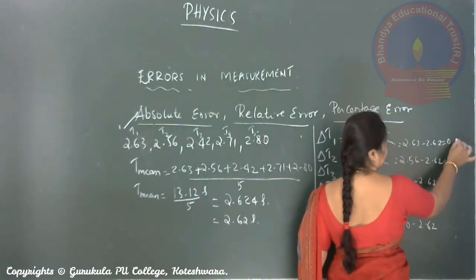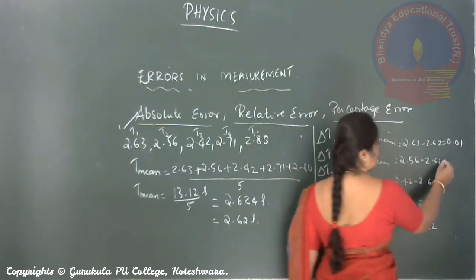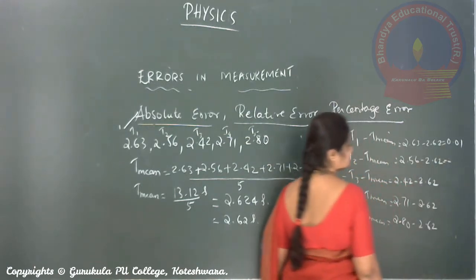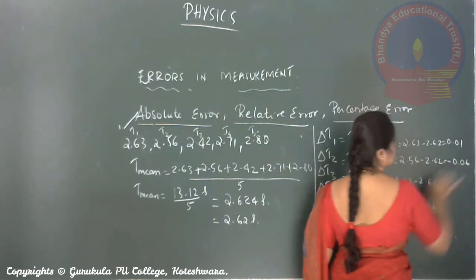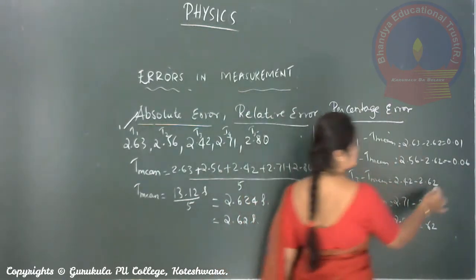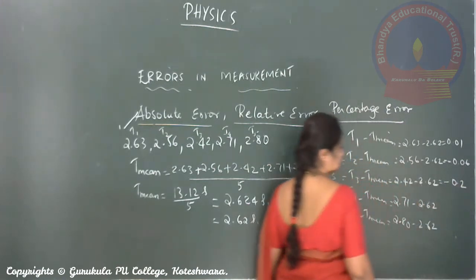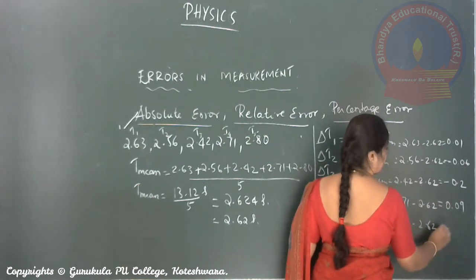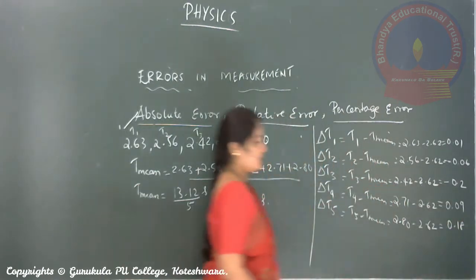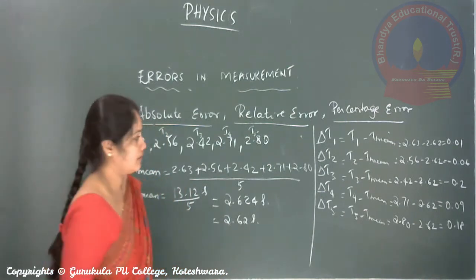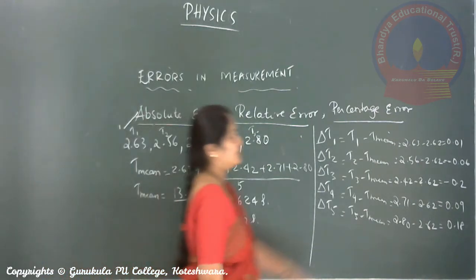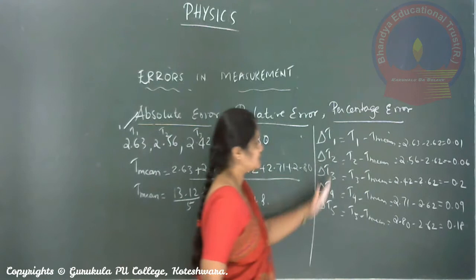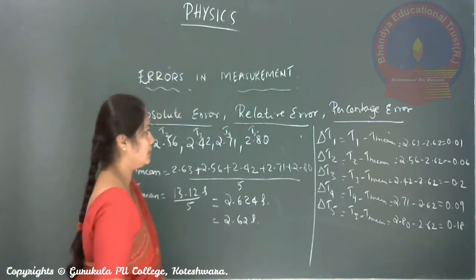This will be 0.01. Okay, so how much will this be equal to? See, this is greater than this, so it will be minus 0.06. This will be how much? Minus 0.2. This will be how much? 0.09 and this will be 0.18. These are the values that I will get over here. You can see that this is positive, negative, negative, positive, positive. So these are my absolute errors in each of them individually.